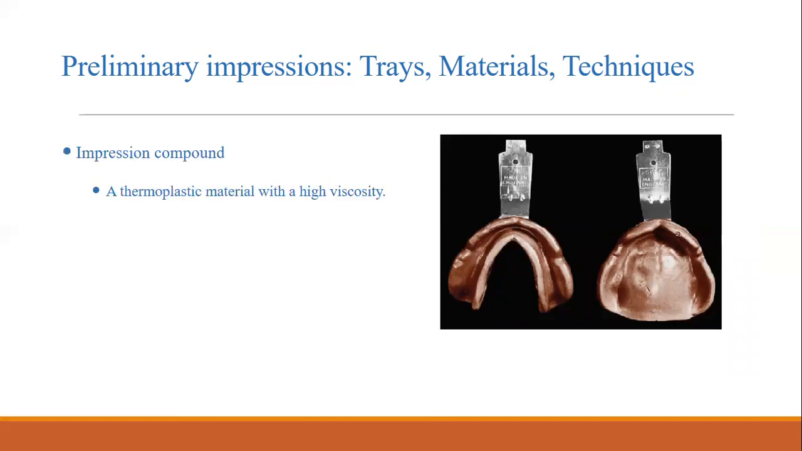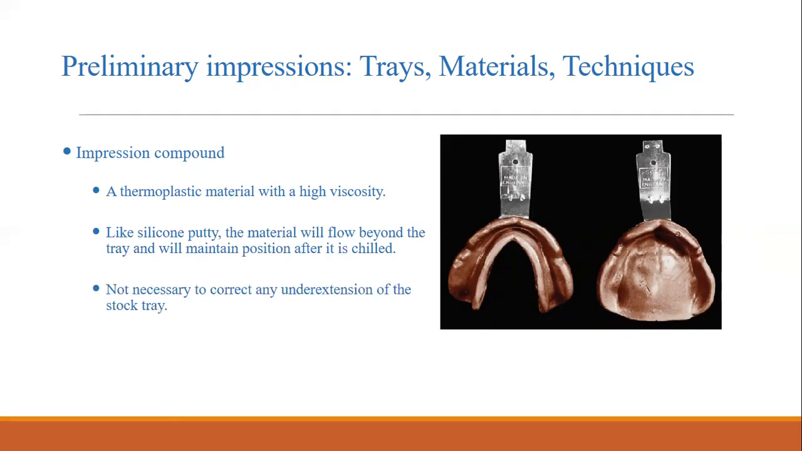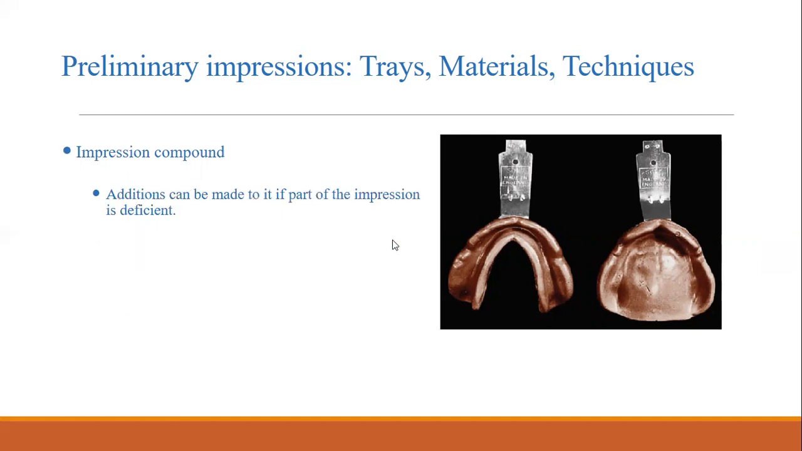Impression compound, a thermoplastic material with high viscosity. Like silicone putty, the material will flow beyond the tray and will maintain position after it chilled. Not necessary to correct any under extensions of the stock tray. لأنها هاي الماتيريال it can support itself. ما في داعي نغير على extensions إذا كانت under extended. Addition can be made to it if part of the impression is deficient.